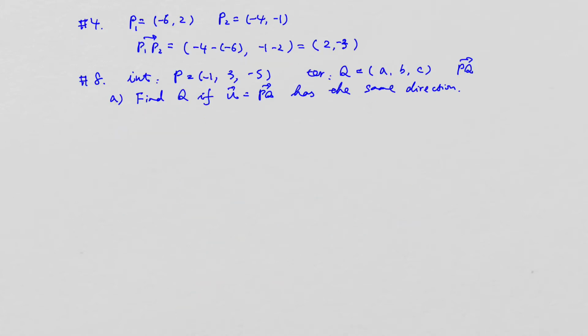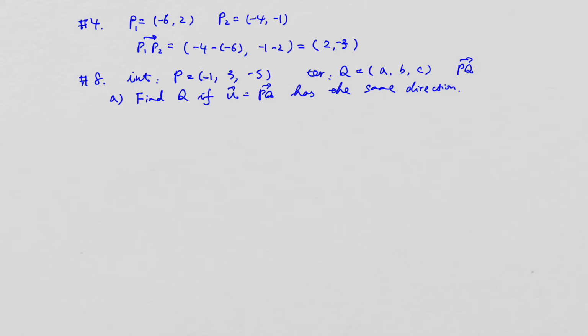Okay, here are some problems. First is number 4. We are given the points P1 and P2. This is the initial point and this is the terminal point. To find the vector from P1 to P2, you take the terminal point and subtract the initial point, so P2 minus P1: -4 minus -6, and then -1 minus 2. Doing the algebra, it comes out equal to 2 and -3. So that's the vector. Now these are points, and this is a vector.